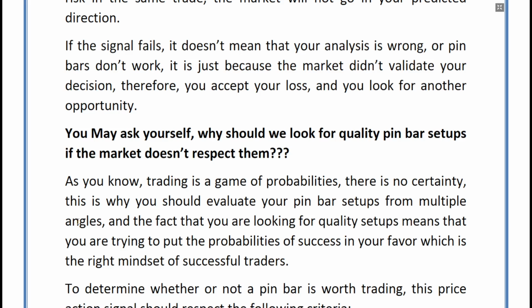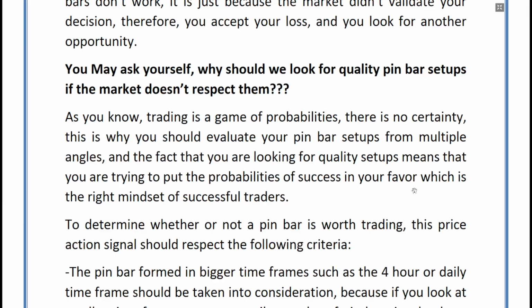The fact that you're looking for quality setups means that you're trying to put the probability of success in your favor, which is the right mindset, okay? I repeat, trading is a game of probabilities. There is no certainty, as I've said. This is why you should evaluate your pin bar setups from multiple angles.